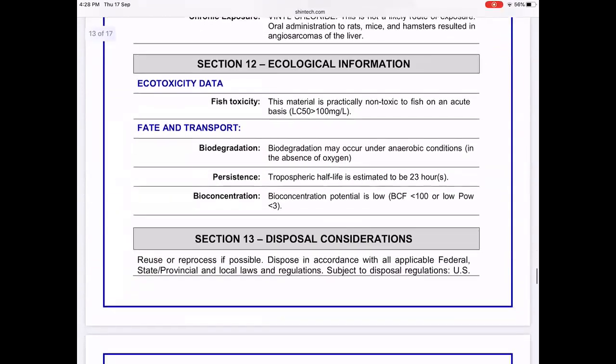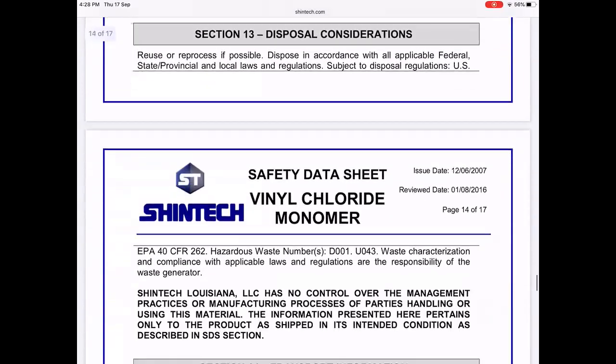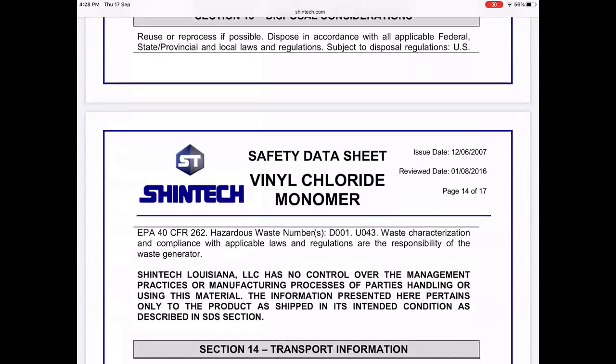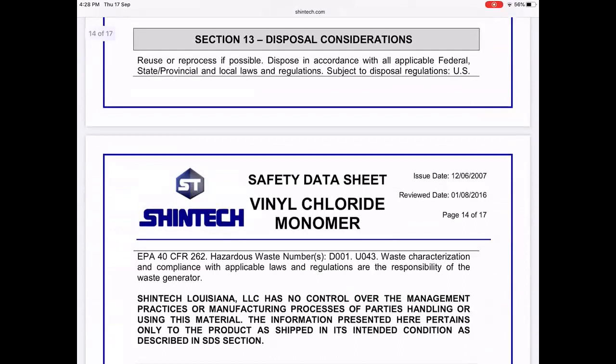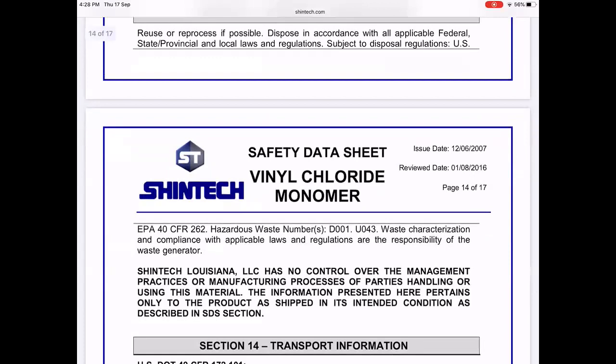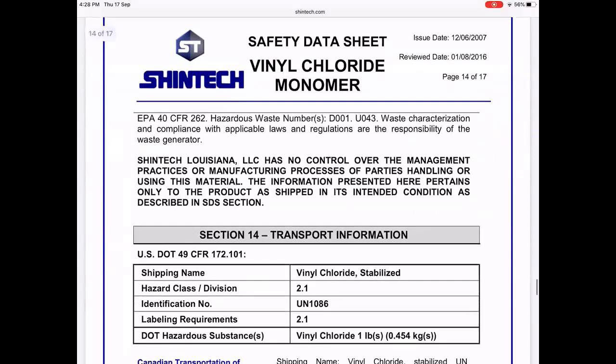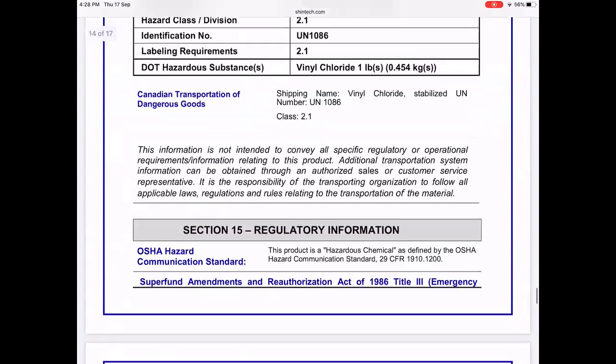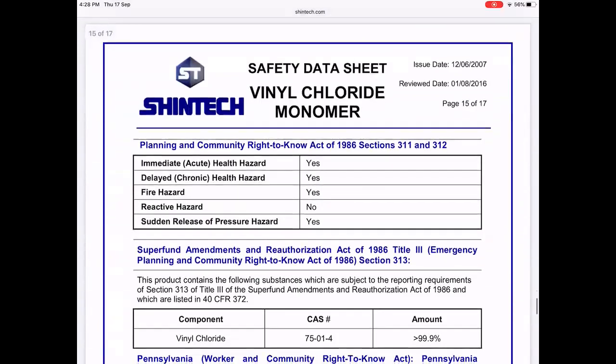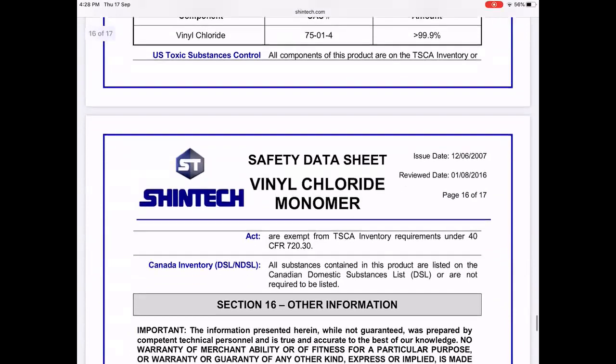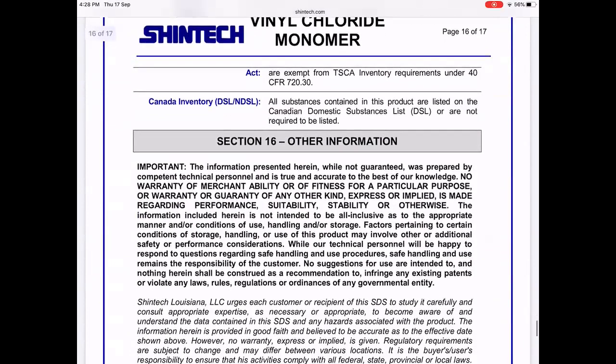And ecology and disposal. If let's say you want to dispose, all chemicals must be treated. So they have a certain waste number. If you can see that, EPA 40 CFR 262 hazardous waste number. So meaning if let's say you want to dispose of this, there is a set of rules and regulations on what to do with this chemical referring to this number. Okay. So transport information, regulatory information. So these are the main 16 sections that you can find in the SDS.